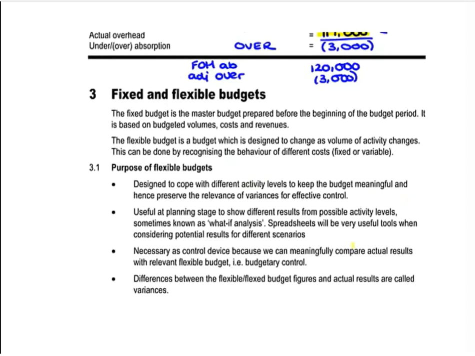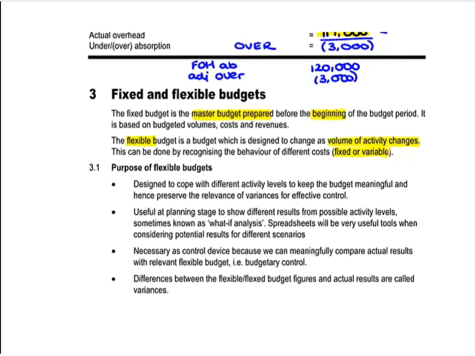Referring back to some terminology that we considered previously, remember the master budget is all of the different statements and it's prepared before the accounting period begins. And it's all based on our budgeted volumes, costs and revenues. The flex budget then is an extension of that, but our flexible budget is designed to change as the number of units produced changes. And the way that it changes then will depend upon whether the costs are fixed or variable. So if we've got fixed costs, they will be the same within a given range, but variable costs will need to change.